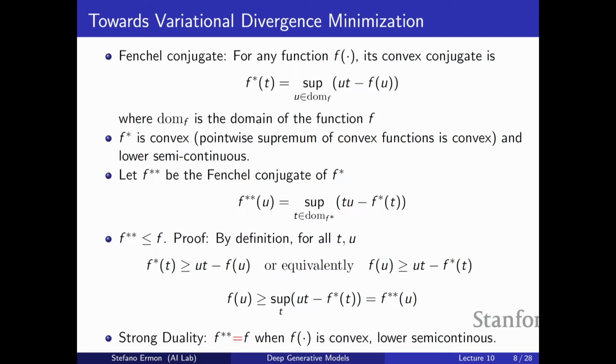And it turns out that when f is convex, then the conjugate of the conjugate is actually equal to the original function. If you start with a function, you can get the conjugate, and then if you conjugate again, you go back to the original function when f is convex.